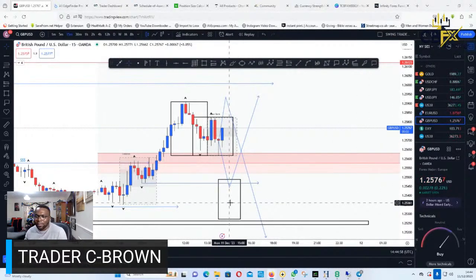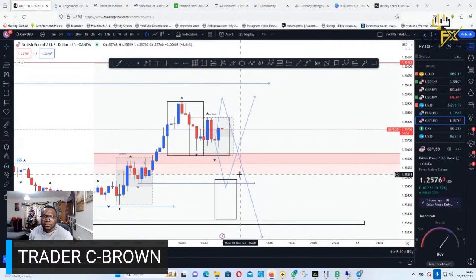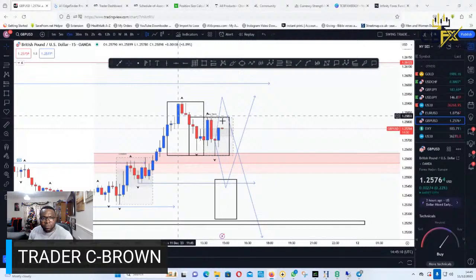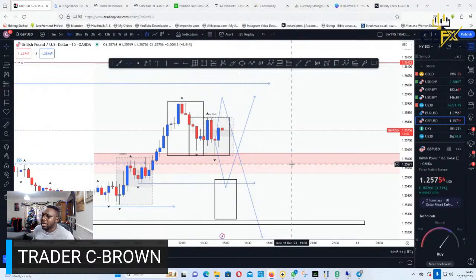So we need one more. And it's almost 3 o'clock. Watch out. We need that one more push to the upside, and then we'll get our sell. Watch this, because this internal liquidity must be taken. We want one of them, either this internal one or the external one, to be taken, and then we get in.